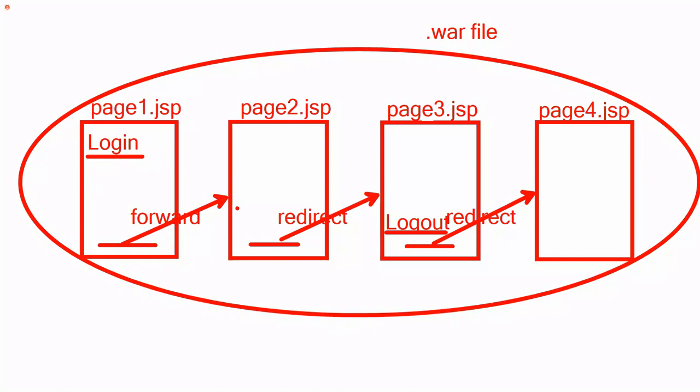Book 3, session scope. The same session continues up to page 3. When logged out, it is another session. That's why these 3 pages you can access. Book 4, all pages you can access, the entire war file. That notes I'll give. First you write this diagram.